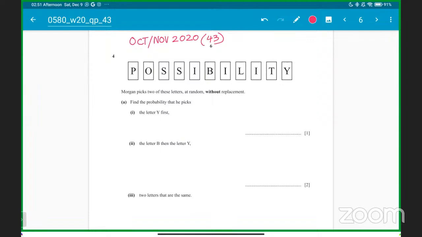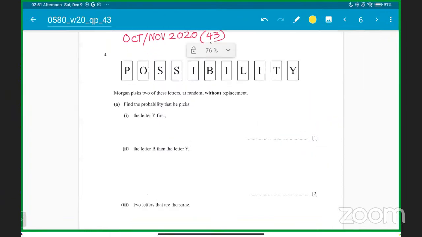So what the question says, a quick revision also on without replacement and with replacement. It says without replacement, and it's bold as well, so make sure nobody makes a mistake. Without replacement, we have Morgan, a person, who picks 2 of these letters at random. He is picking 2 of the letters at random without replacement.